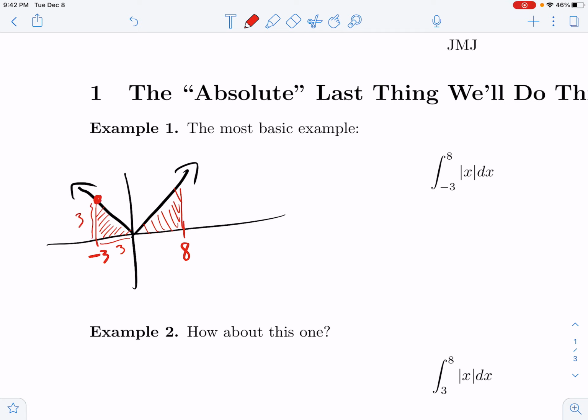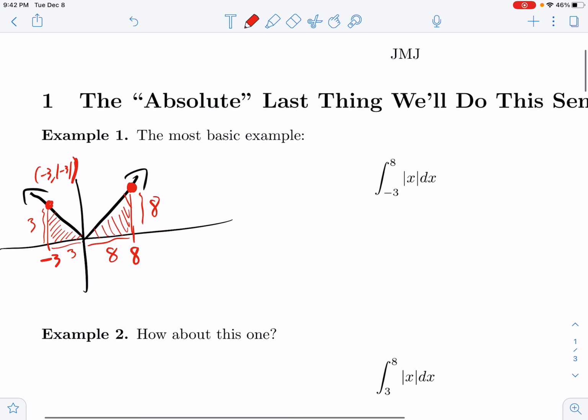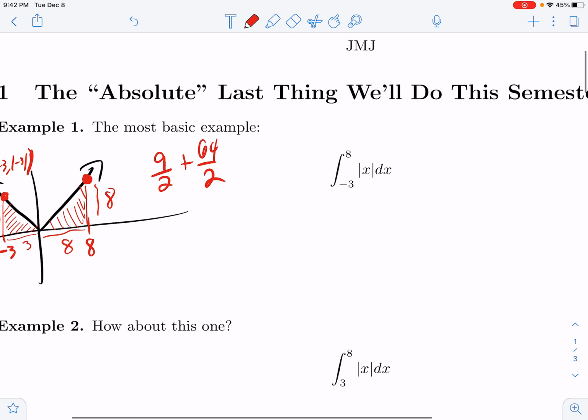So this is the point -3 comma absolute value of -3, which is 3, right? And similarly, this is going to have height 8 and width 8. So this area should end up being the area of these two triangles, which is 9/2 plus, excuse me, not 16/2, half base times height, 64/2. Right, so that's what it should end up being.